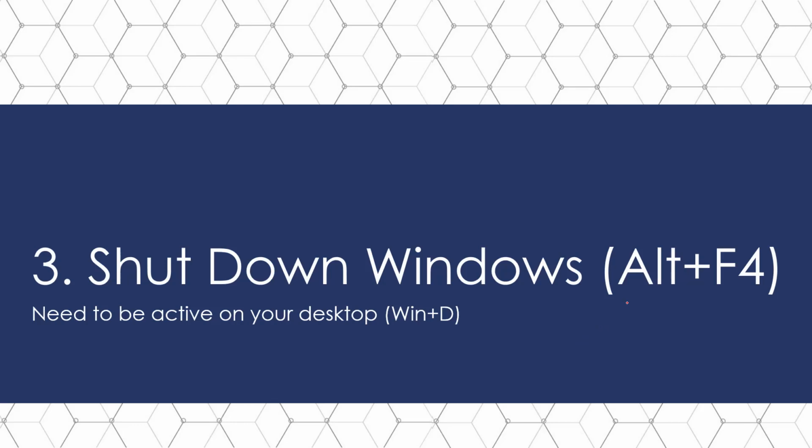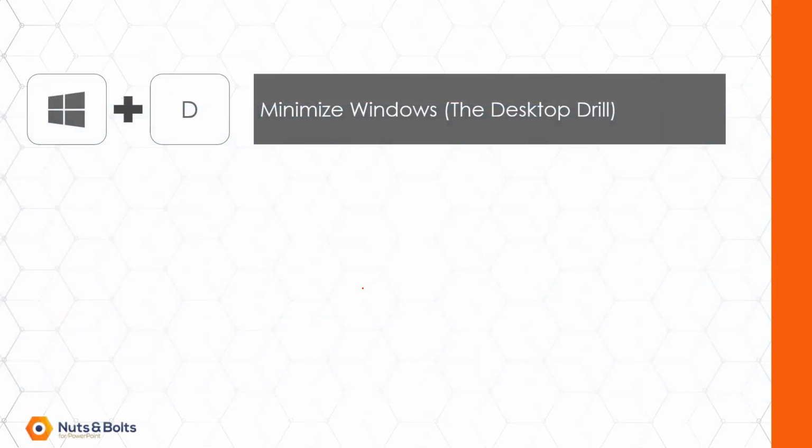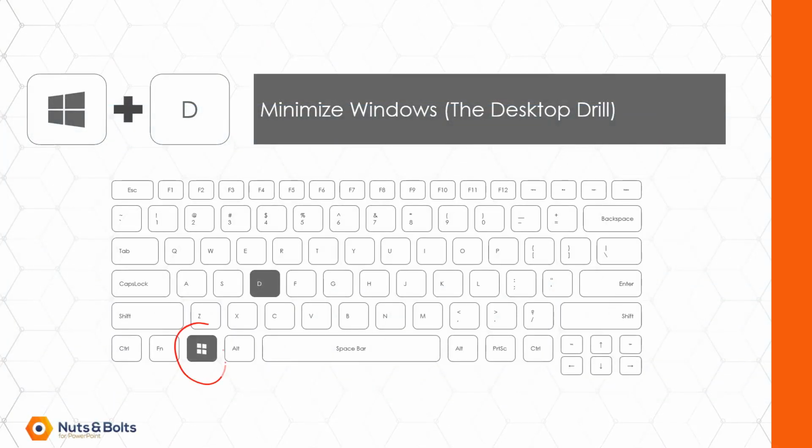Next, let's look at using Alt+F4 to launch the Windows shutdown dialog box. And again, the trick to making this work is we do need to be active on our desktop, which we can quickly do no matter how many programs we have open using Windows+D. So Windows+D is simply the Windows key and the D key on your keyboard, which is going to minimize any open or active windows, which will take us directly to our desktop, which I also like to call the desktop drill. So let's take a look.